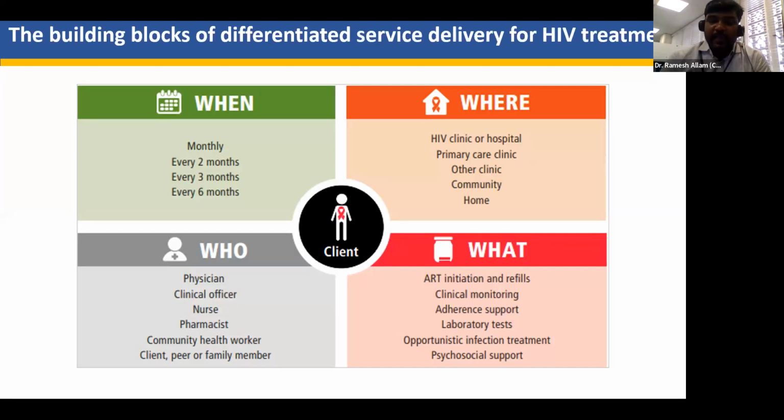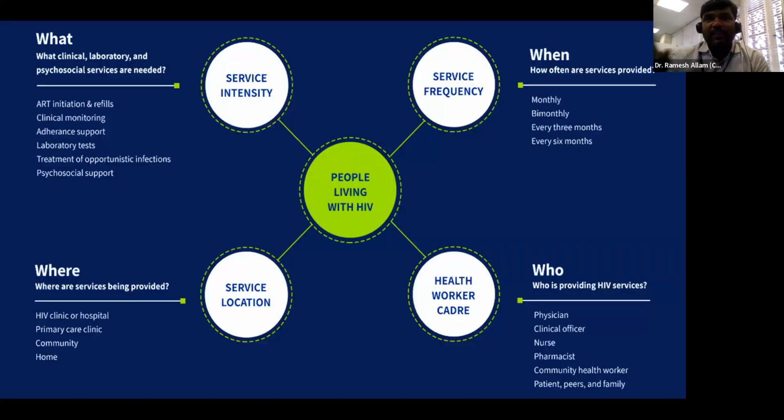And this again, if we have to go into a different sort of picture, the same thing that I told you: what is that service we are looking at? Is it ART initiation and refill? Is it adherence support? And when do you want to give it? Or who is that health cadre who is involved in it? And where do you want to give it? So these are the building blocks, or the foundation, of understanding what type of service, the differentiated package of care, we need to do.